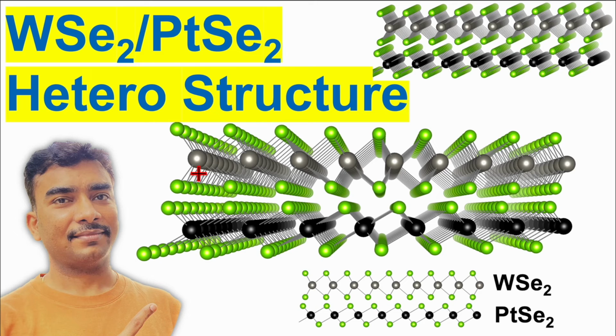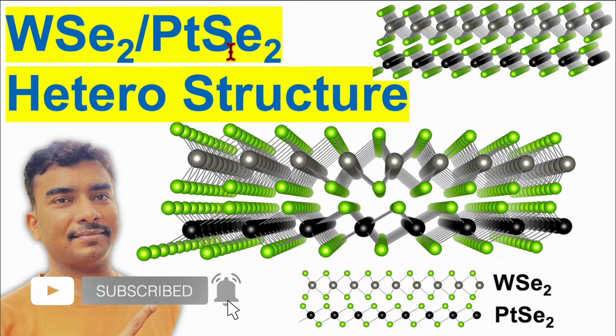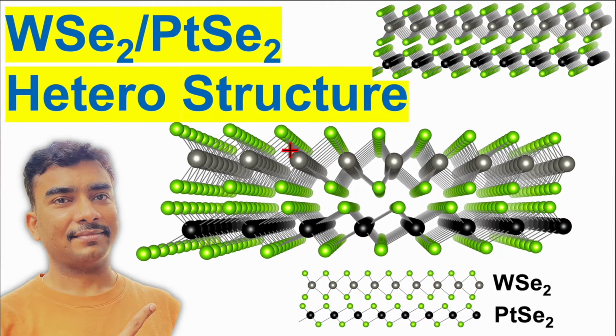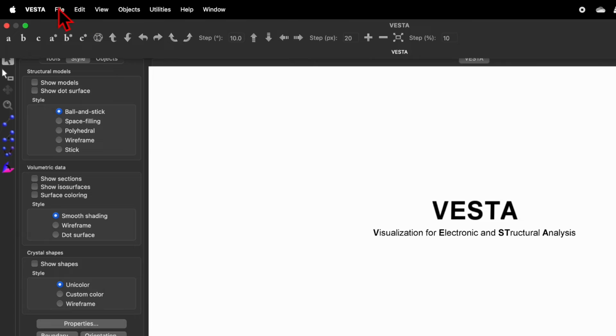In this tutorial on VESTA software, I will show you how to create a heterostructure of WSe2 and PtSe2 monolayer. So let's go and open the VESTA software. Click on File, then Open.